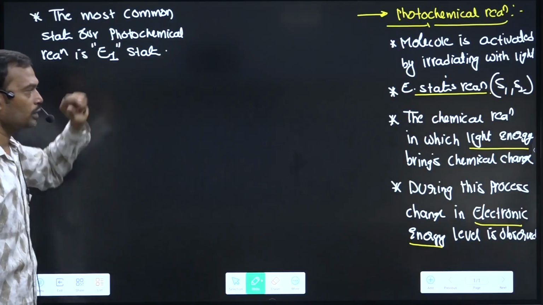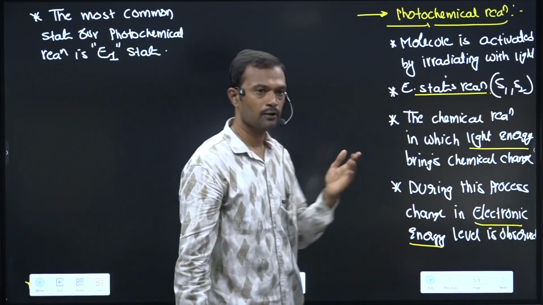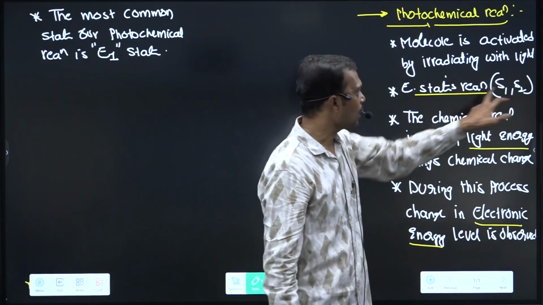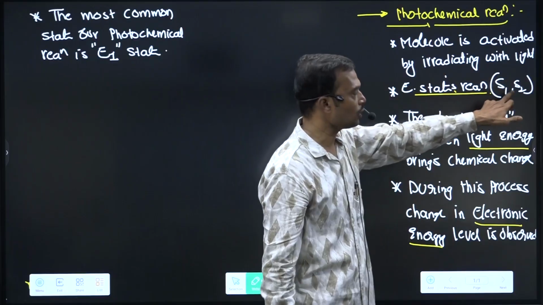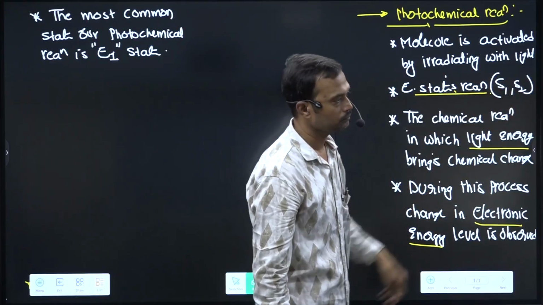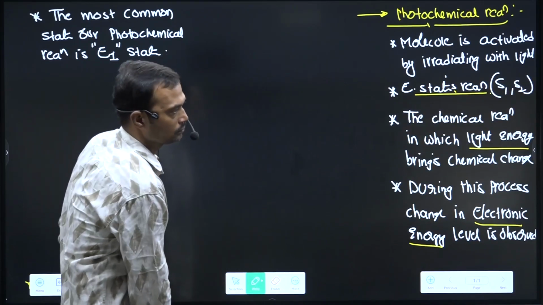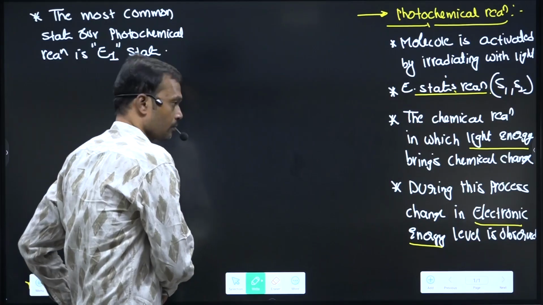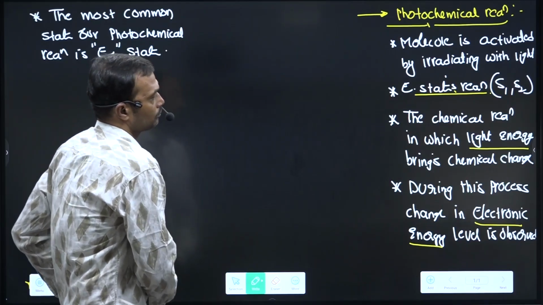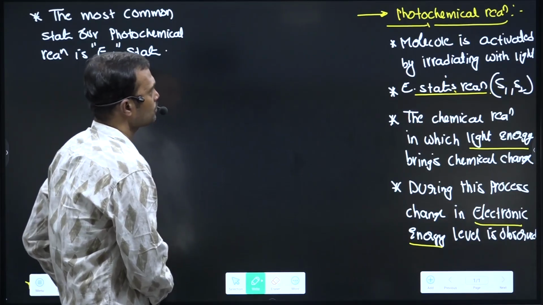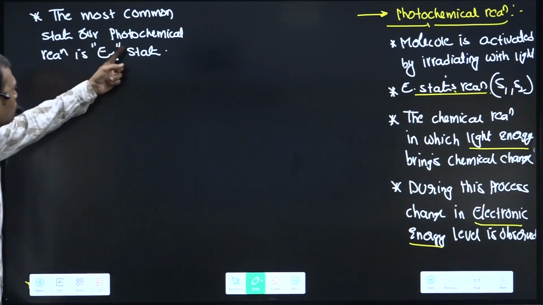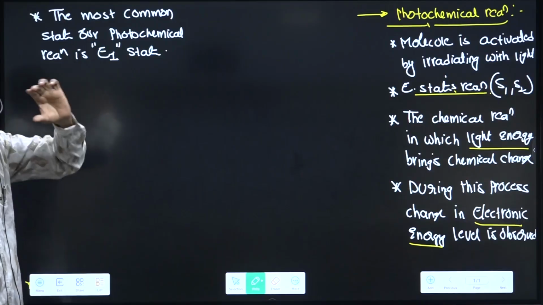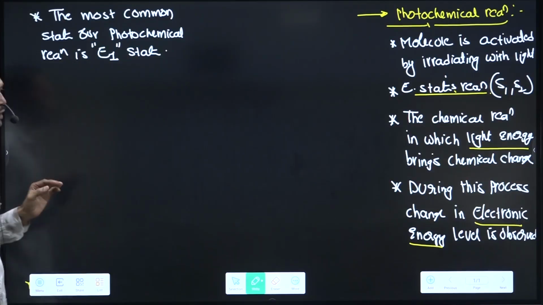How many electronic energy levels are possible for a molecule? Many: E1, E2, E3, E4, E5 like that. All excited state reactions are called the S1, S2 states. The most common state for photochemical reactions for any molecule is the E1 state. Why? Because E1 has high lifetime and stability. That's why E1 is preferred.